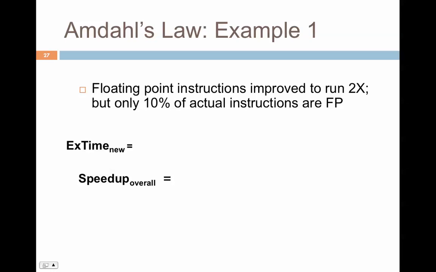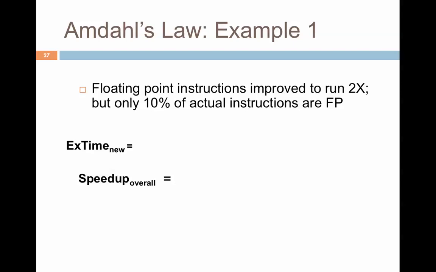Right? So we're asking a question that we made an enhancement to the floating point instructions, and this improves the entire system by 2x, but only 10% of actual instructions are floating point instructions. The question is, what is the total new execution time and what is the speed up overall?